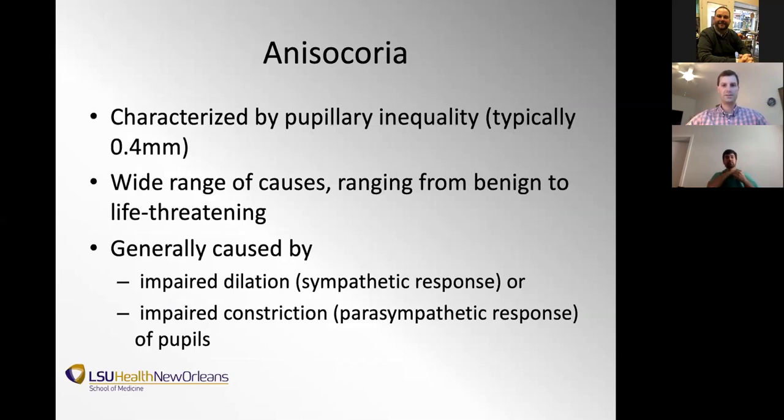So this is a case of anisocoria, which is typically by definition greater than or equal to 0.4 millimeters difference in pupillary size. There's a potential wide range of causes ranging from anything that could be benign to something that's very life-threatening. So it's important to do a workup for this to get to the bottom of it so you don't miss something important. But generally, you break it down into impairment of either dilation, which would be a sympathetic response, or impaired constriction, which would be more of a parasympathetic response of the pupils.